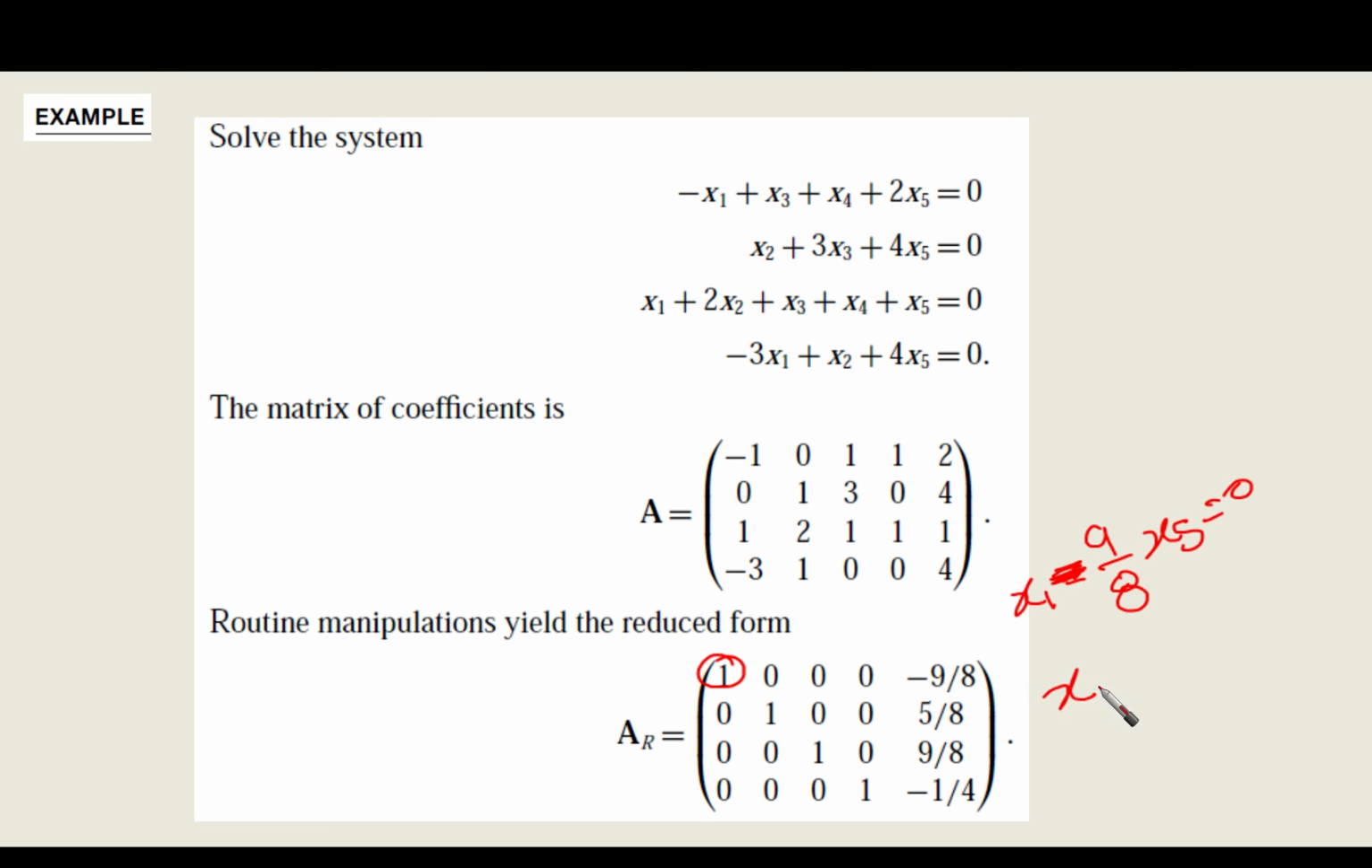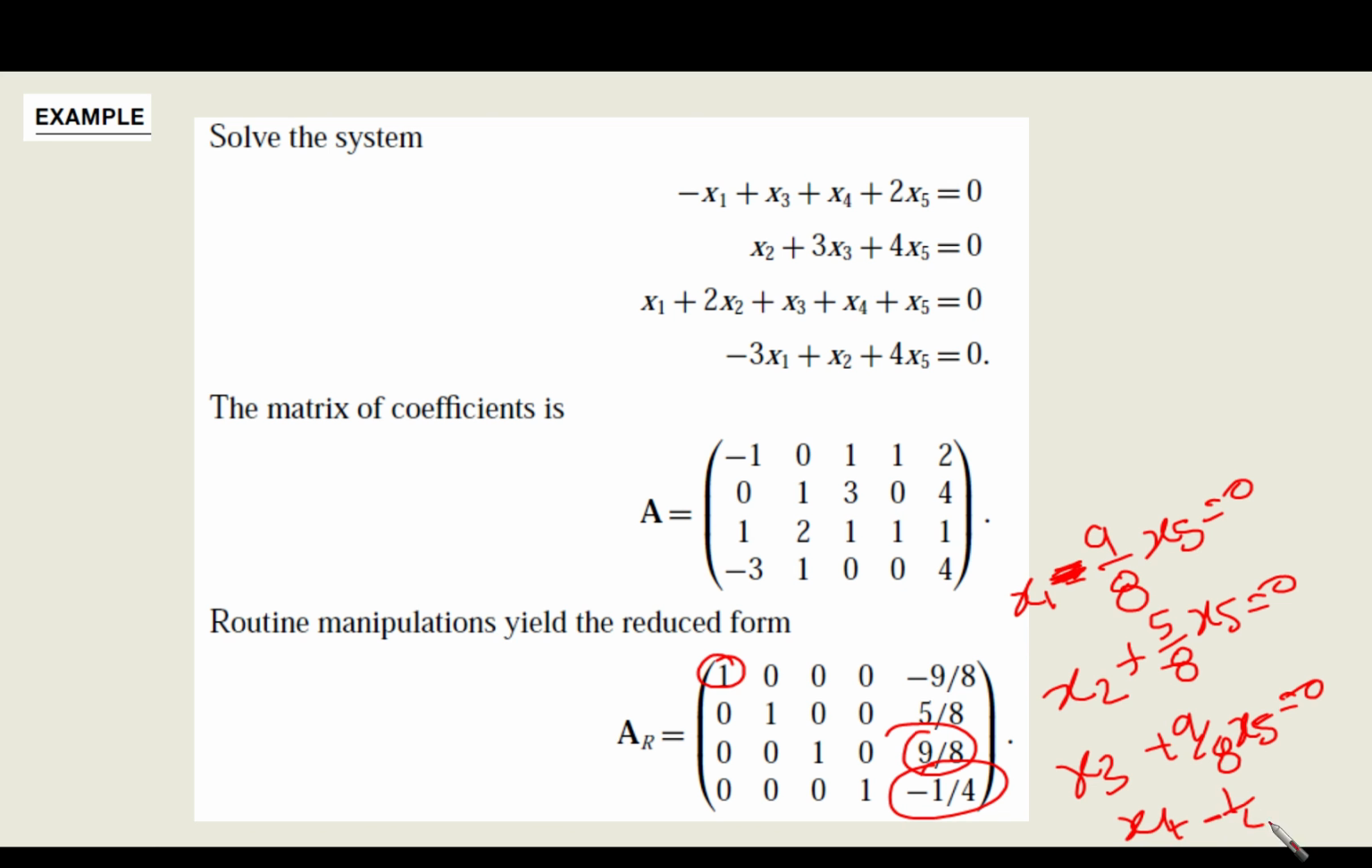And x2 plus 5 over 8 x5 equals 0, reading from here. And then x3, similar, we're going to read from here, x3 plus 9 over 8 x5 equals 0. And here this is minus 4, so x4 minus 1 over 4 times x5 equals 0. Just reading from the reduced matrix, no need to go into the details, this is the reduced system for us.